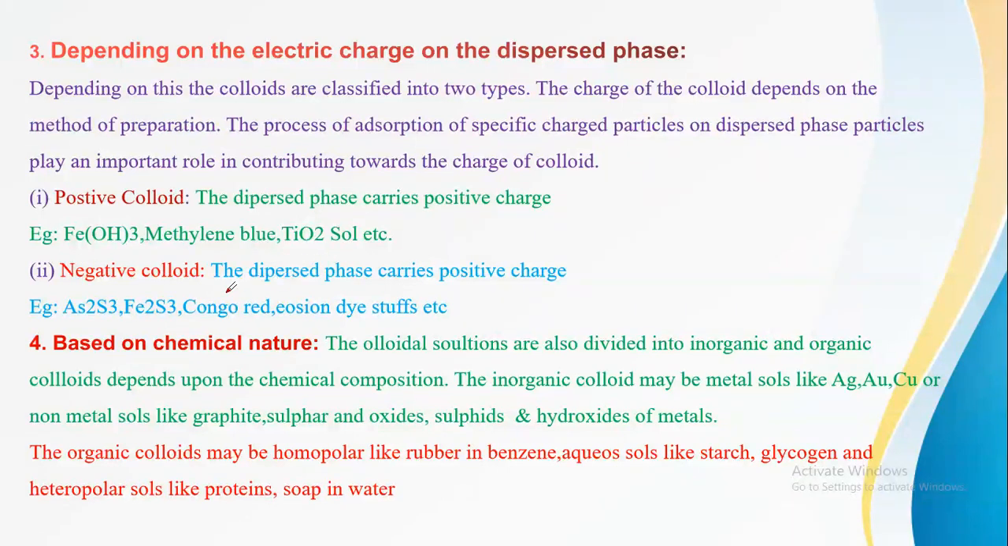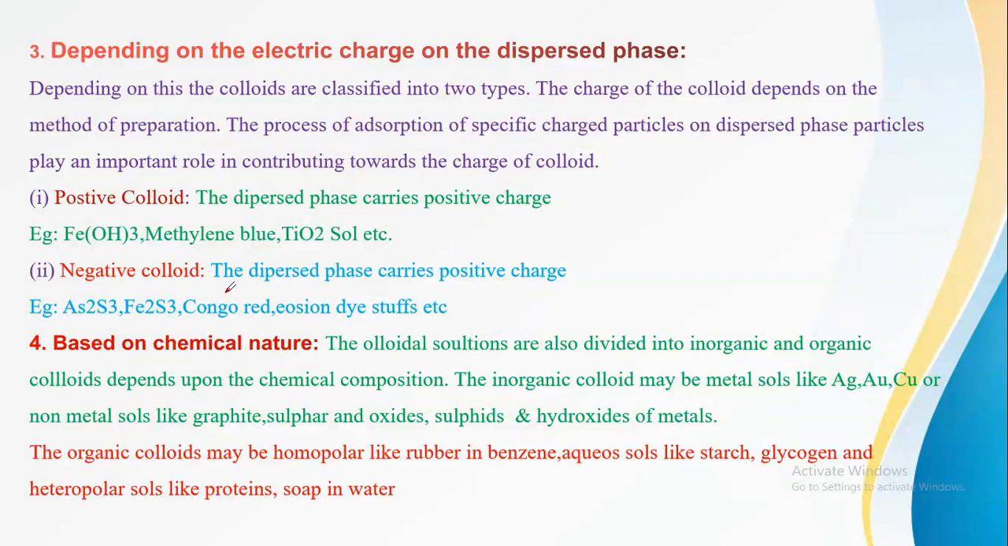And the second type is negative colloid. In this, the dispersed phase carries a negative charge. The examples are arsenic sulfide, ferrous sulfide, Congo red, and eosin dyestuffs.